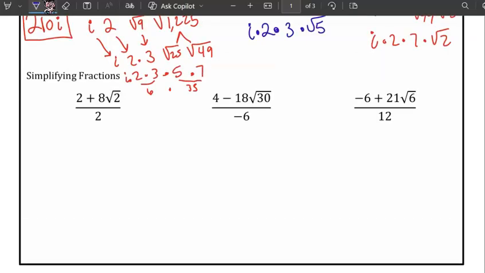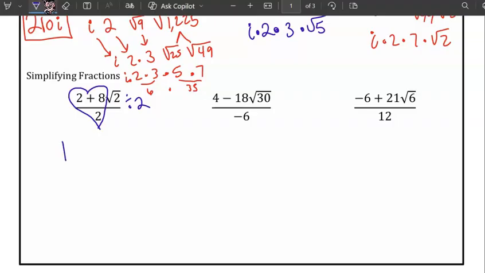Simplifying fractions. We have an integer followed by an irrational number divided by another integer. To simplify this fraction, we want to find what all three of the integers could be divided by. All three of these numbers, 2, 8, and 2, are all even. We could divide all those by 2.